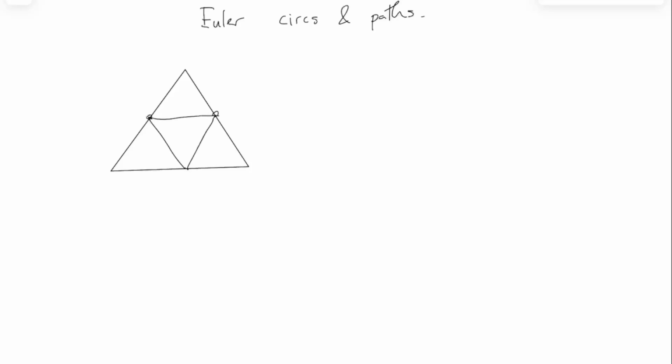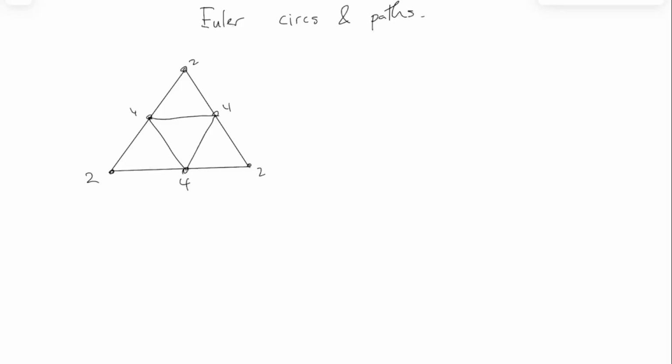Does it have an Euler circuit? Does it have an Euler path? I hope you remember the trick for this, the rule. You look at the degrees of every vertex. Remember, the degree is how many edges touch that vertex. So here is a degree 2. Here is a 4, because it's 1, 2, 3, 4 edges right there. This one down here is a 2. In this example, they're all 2s and 4s.